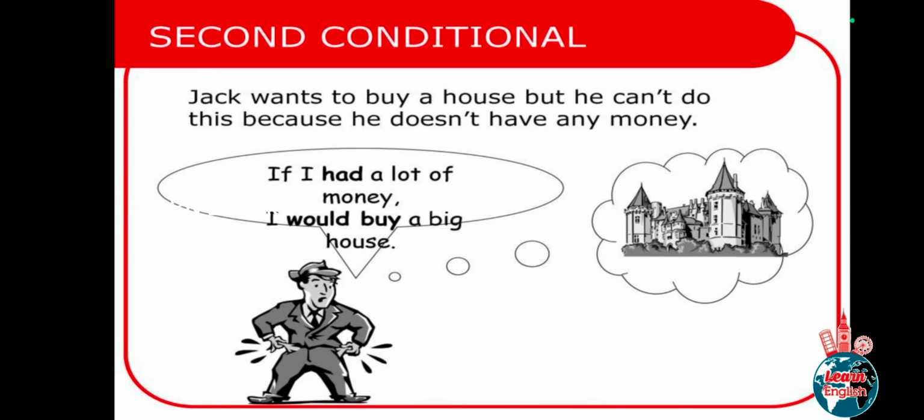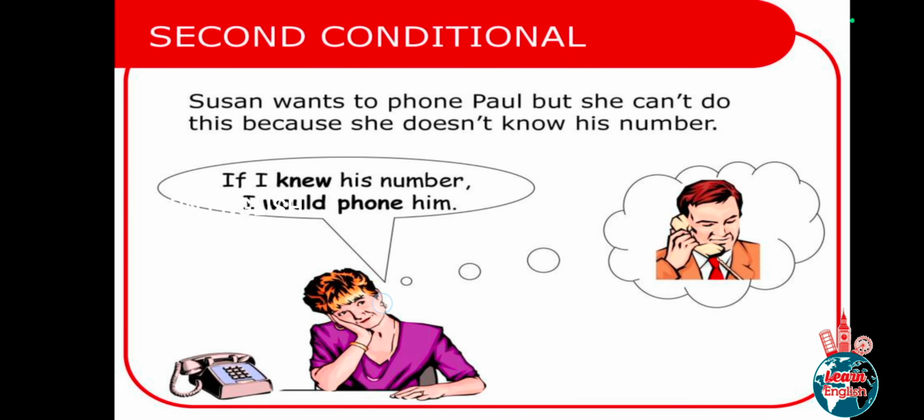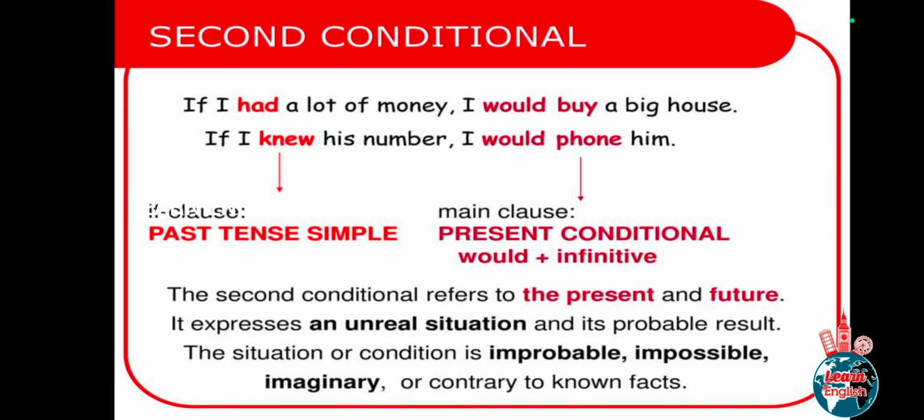What is the second conditional? If I had a lot of money, I would buy a big house. If I knew his number, I would phone him. What is the if clause there? That is past simple. What is the main clause they have given? Present conditional, that means would plus verb form.